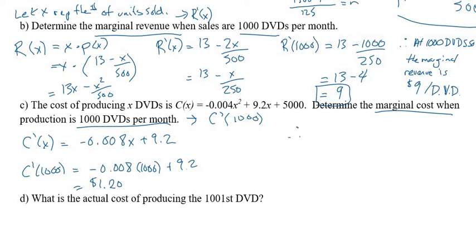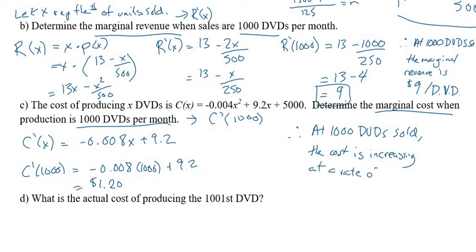So therefore, at 1,000 DVDs sold, the cost is increasing at a rate of $1.20 per DVD.